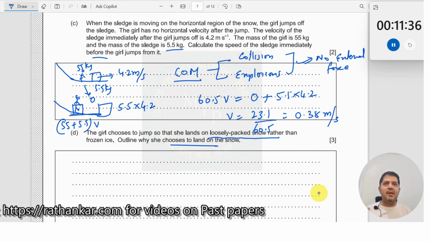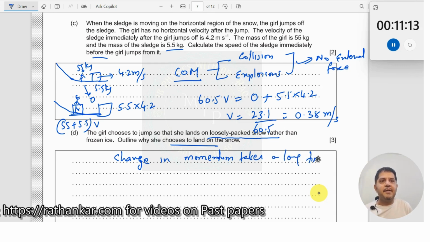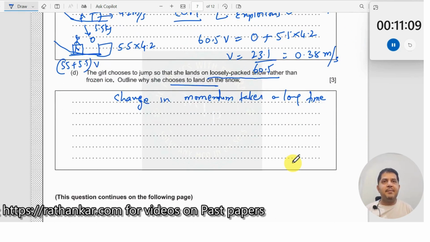When you jump on snow, what happens? There's a resistance being given to you, right? It takes a long time for you to come to a stop. So therefore, what will you write over here? You will write something like: change in momentum takes a long time. It does not immediately change, right? So when the change in momentum takes a longer time, what is the consequence of it? The consequence is the impact felt is less.